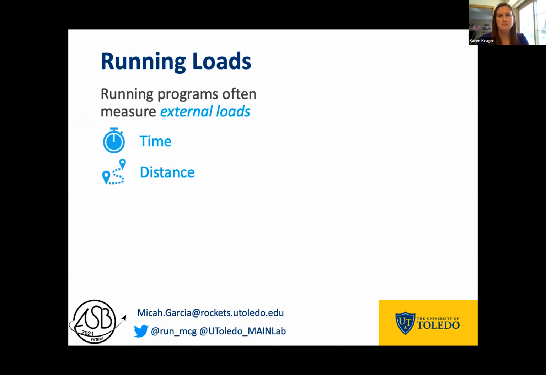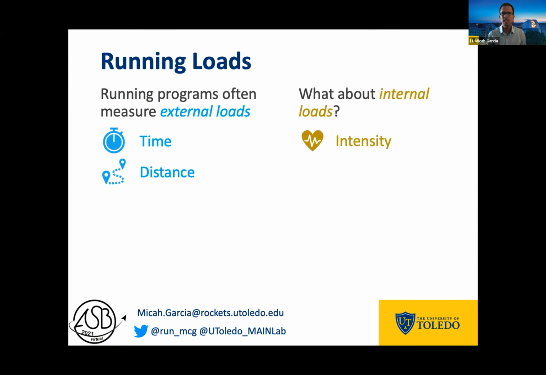So running programs are often going to be designed to measure external loads such as time or distance, but only relying on these external loads is going to fail to consider internal loads or the running intensity, which might vary from run to run. So for example, let's say you did two 3-mile runs on different days, and the first run you're going to do at an easy, comfortable pace, and then the second run you're going to do at a faster, higher intensity pace. If we just look at their external load, so distance, we would say that these runs are identical. They were both 3 miles.